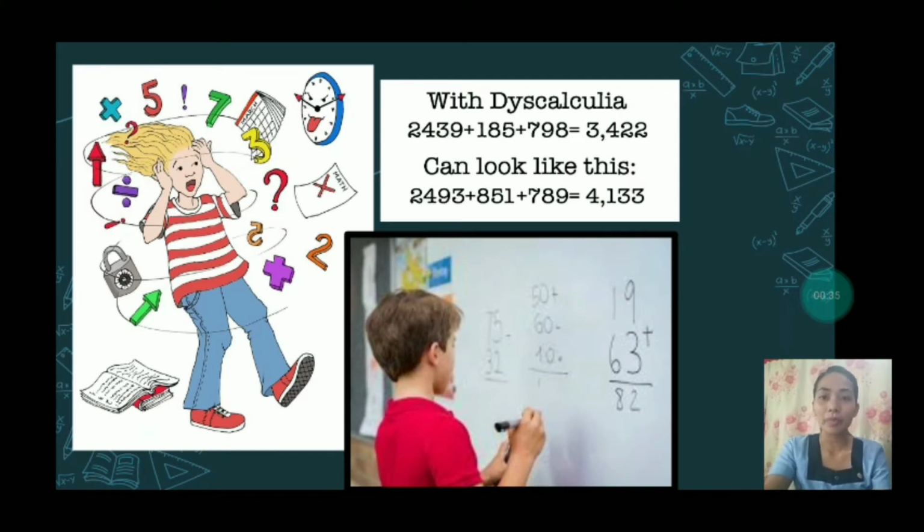The child in the picture shows the improper placement of the operational symbol of addition, which is one of the common indicators of a learner with dyscalculia.